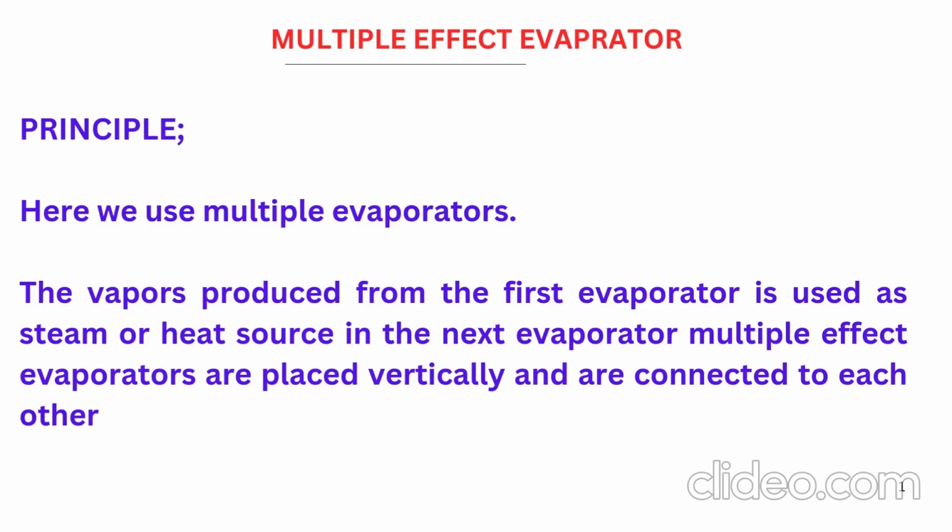Multiple effect evaporator. Here, multiple means we use more than one evaporator, which are interconnected to each other. Let us start the video with the principle. Here we use multiple evaporators, usually 3 or 5, which are interconnected. The vapors produced from the first evaporator are used as the steam or heat source in the next evaporator. In multiple effect evaporators, they are placed vertically and are connected to each other.